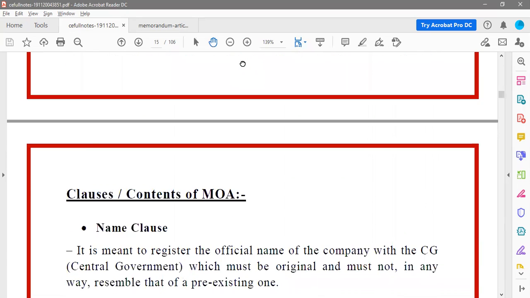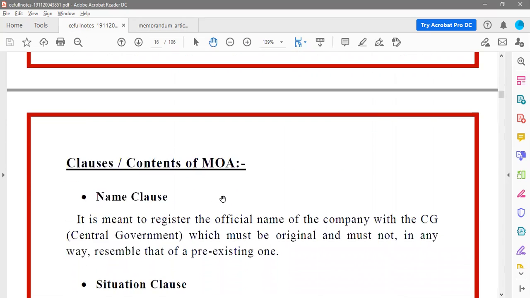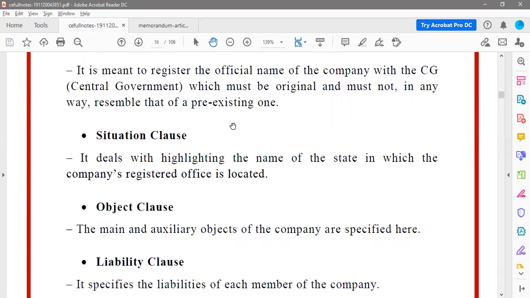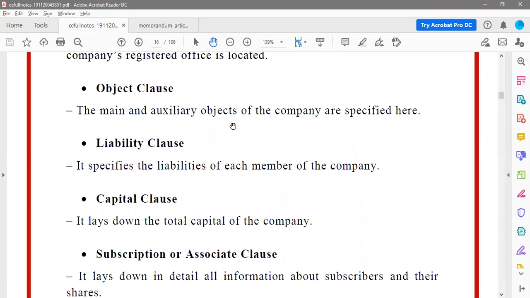Let us see the clauses of MOA. As we saw, the first clause is the name clause, where it will give the full name of the company. Next is the situation clause. We will see where the company is situated, or which state it is in. Then the object clause: what is the intention of the company, what it wants to do? And we saw this objective clause in 2 or 3 ways. Then the liability clause. We saw whether it is limited liability or unlimited liability, that has to be given.